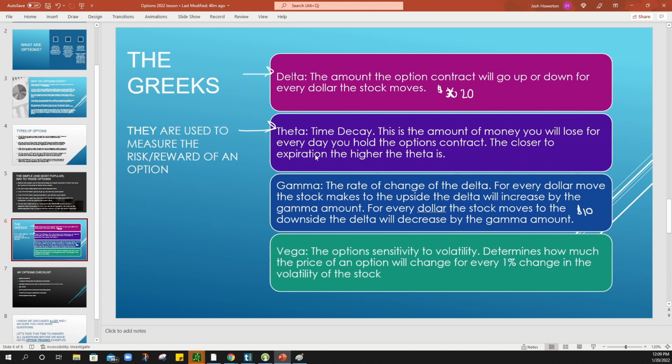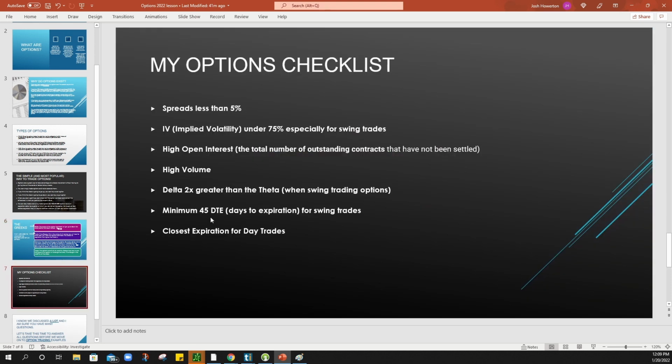Because the closer to expiration we get, the higher the theta is. The higher that the theta is, the more money we lose on the contract. We're not here to lose money. We're here to make money. So if we know the closer to expiration we get, the more we lose, let's go a little bit further out until expiration. So the theta isn't as harsh, right?